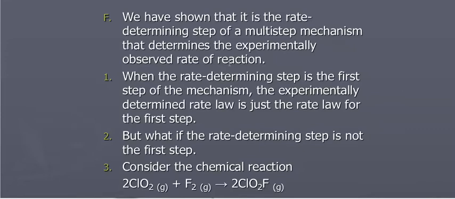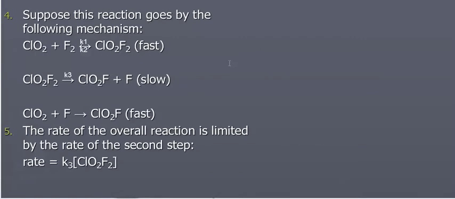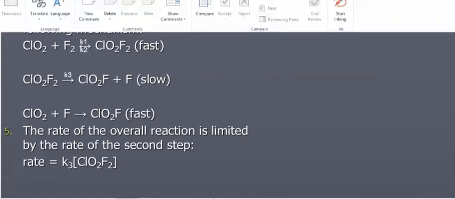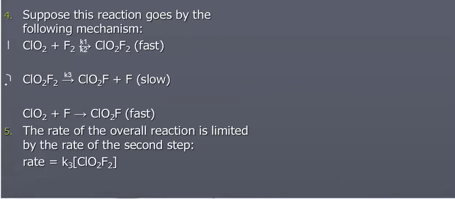So we've shown that the slow step of a multi-step mechanism determines the experimentally observed rate of reaction. When the slow step is the first step, the experimentally determined rate law is just the rate law for the first step. But sometimes the rate determining step, the slow step, is not the first step. Let's look at this example chemical reaction for the overall reaction. 2ClO2 plus F2 forms 2ClO2F. Suppose that this reaction goes by the following mechanism. It's a three-step mechanism. First step, second step, third step.